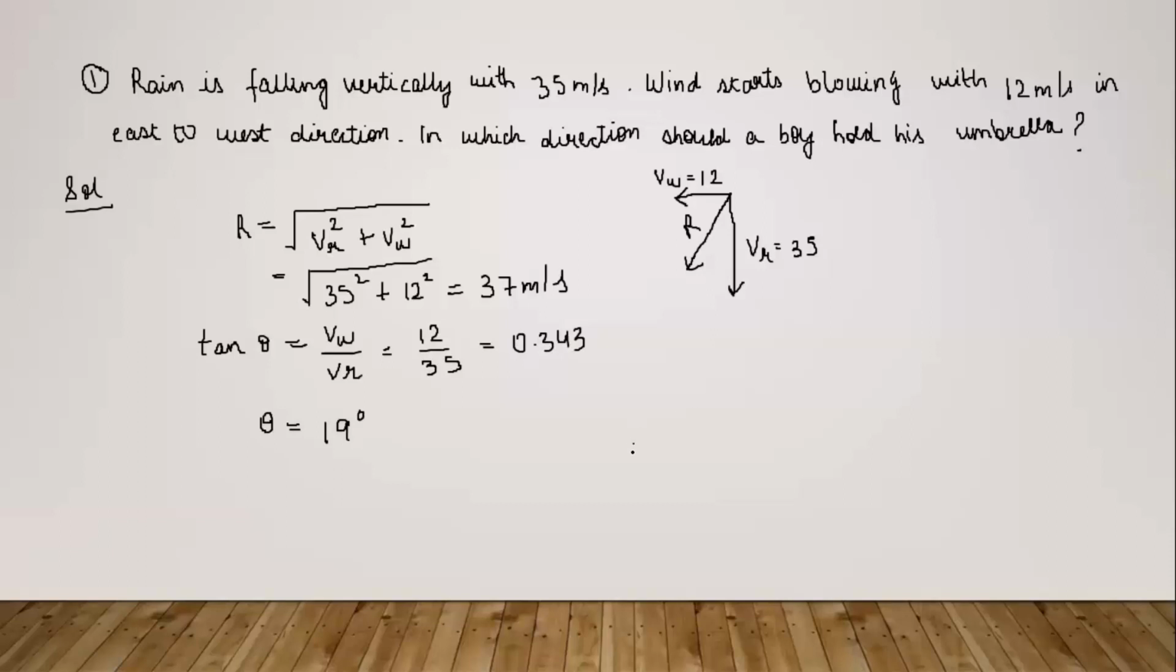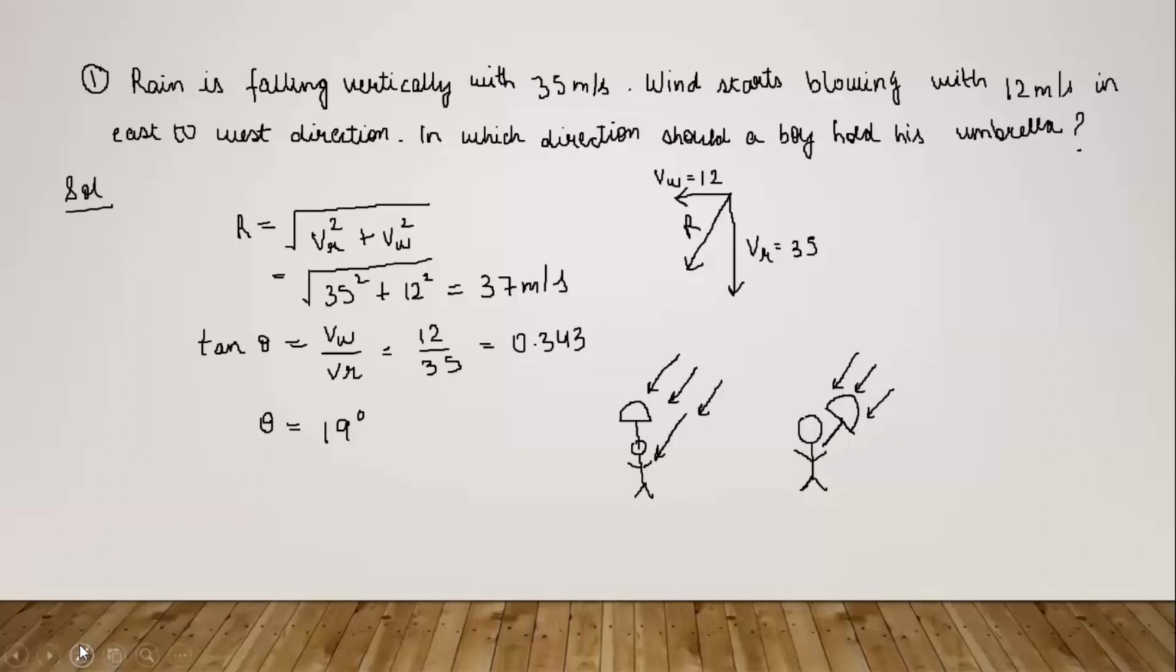So basically, let's see if this boy is standing this way and he has an umbrella in his hand. If he holds this umbrella vertically, but we see the direction of the resultant is this way, so if the rain is coming in this direction, he may get wet. But if the boy is standing here, and he is holding the umbrella in this direction, the direction of this resultant vector, then he will not get wet. So this was the question.